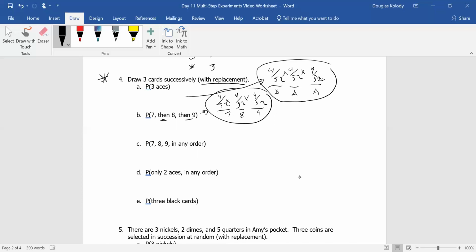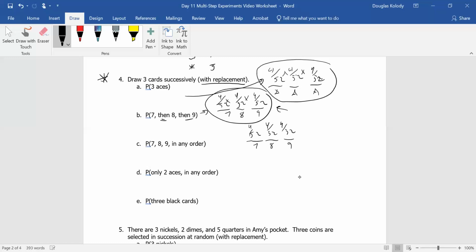Okay. How about part C? 7, 8, 9 in any order. Do these probabilities change? They don't. So I'm still going to draw 3 dashes, and I'm going to call them 7, 8, 9. So that's still 4 out of 52 times 4 out of 52 times 4 out of 52.